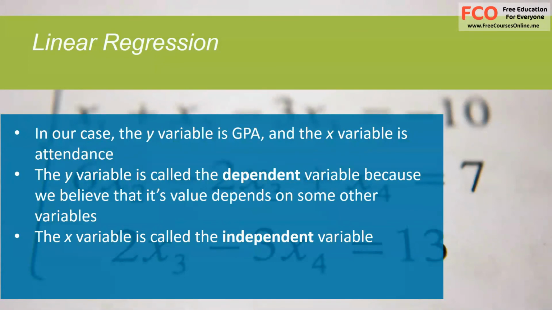Next, we're going to talk about the concept of the slope, because the slope is actually the number that describes the type of relationship between y and x, or between GPA and attendance in our case.